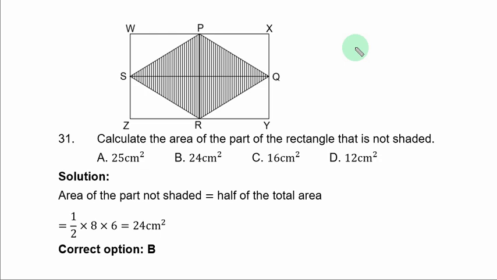Question 31. Calculate the area of the part of the rectangle that is not shaded. Solution. Area of the part not shaded is simply equal to half of the total area. That is 1/2 times length. The length is 8 and the breadth is 6. If you multiply and divide by 2, you have 24 square centimeters. B is the correct option.